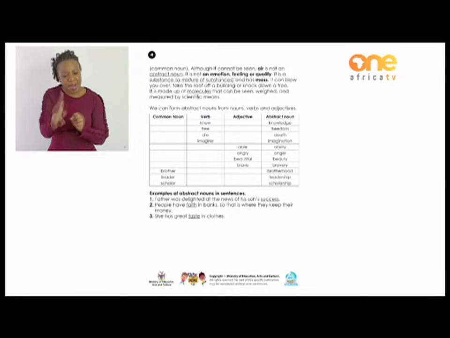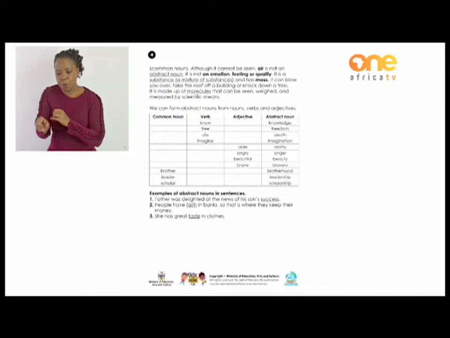We can form abstract nouns from nouns, verbs, and adjectives. Let us look at the examples. On the same page, I will start reading from the bottom on common nouns. We have common nouns there: brother, leader, and scholar. Now let us look at the abstract nouns. We have brother, brotherhood; leader, leadership; scholar, scholarship. Those are the abstract nouns.